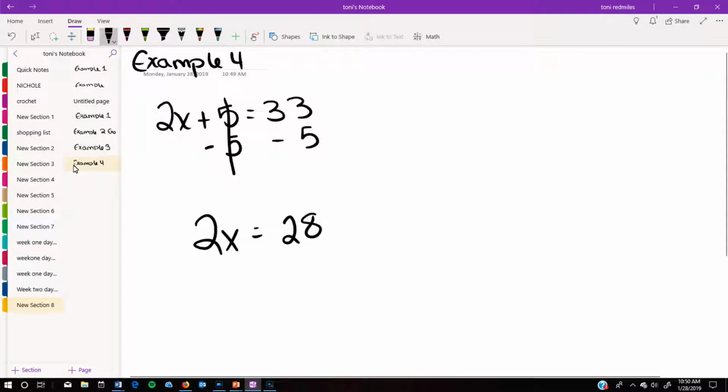All right, now I still got a number tied to that x, so I can't say x equals 28 because it's 2x equals 28. So I got to get rid of the 2. So I look at the 2 and I say, what are you doing to the x? And it's multiplying it. So the opposite of multiplication is my division. Got to do it to both sides. Got to be fair because it's an equation. And x equals 14. So let's go ahead and do a check.